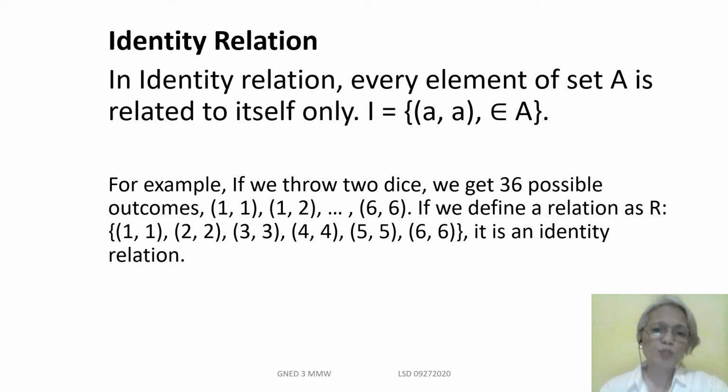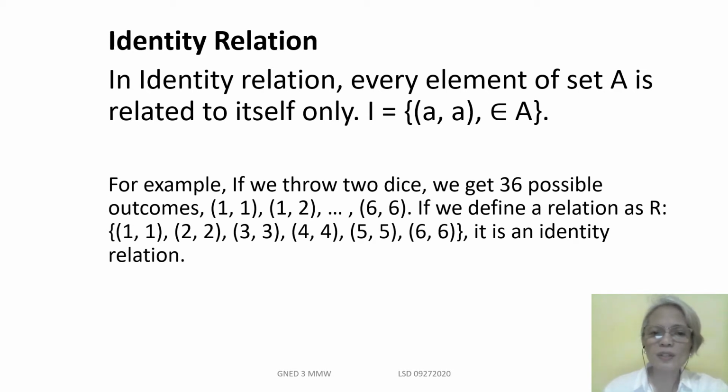Suppose we throw two dice. Dice is plural, no? The singular word is die. If you have this single cube, that is a die, D-I-E, and the plural is D-I-C-E. So when we say dice, it means more than one die, okay?